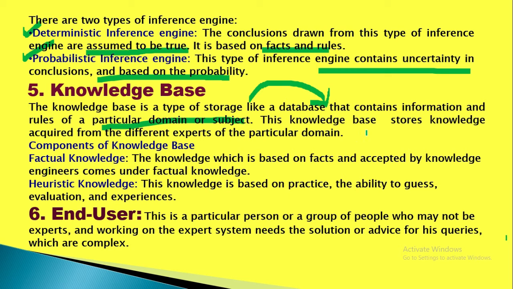So, the knowledge base stores the knowledge acquired from the different experts of a particular domain. There are two major components of the knowledge base. One is factual knowledge, the other is heuristic knowledge. The knowledge which is based on facts and accepted by knowledge engineers comes under factual knowledge. The other kind of knowledge, which is based on practices, the ability to guess and evaluate, and is based on experiences, is heuristic knowledge.